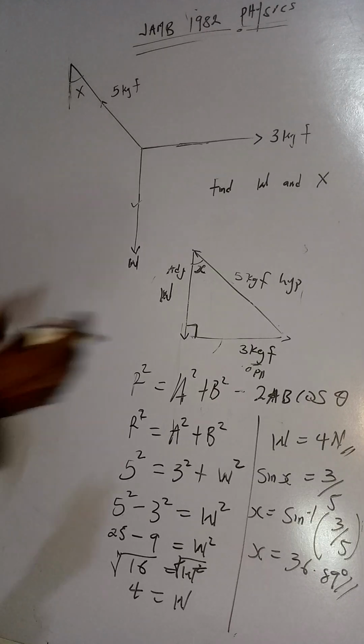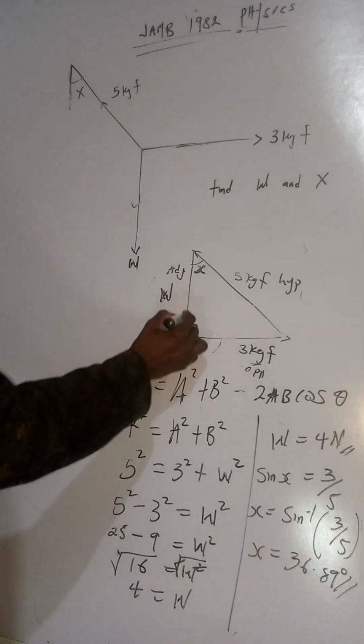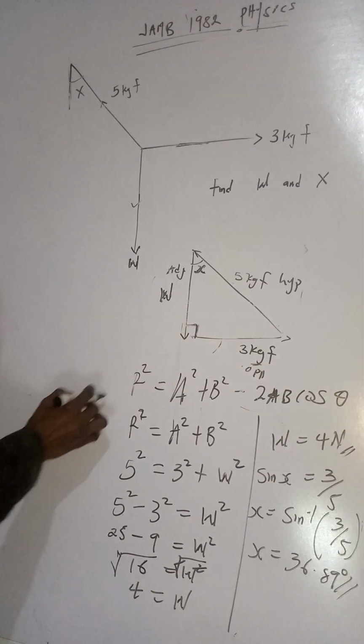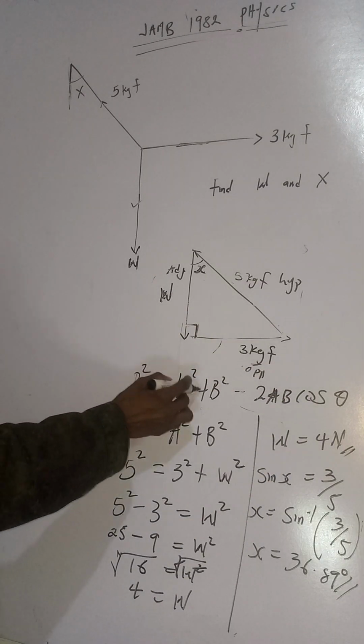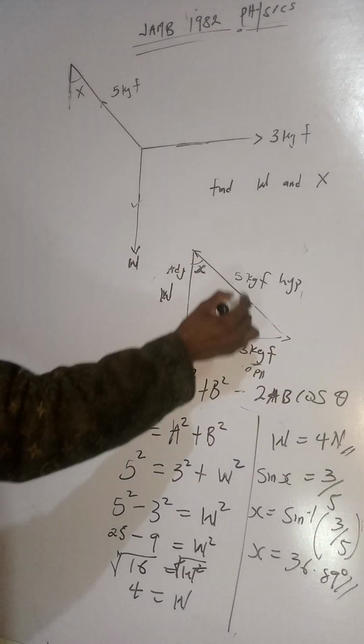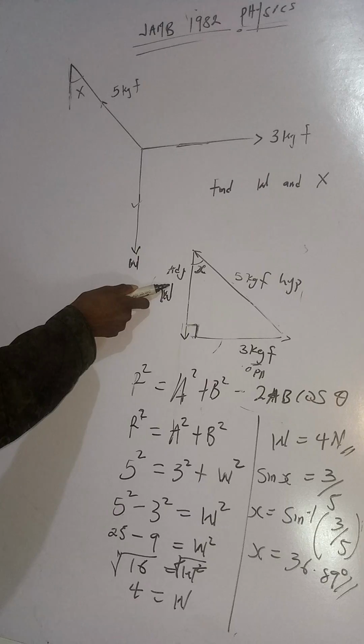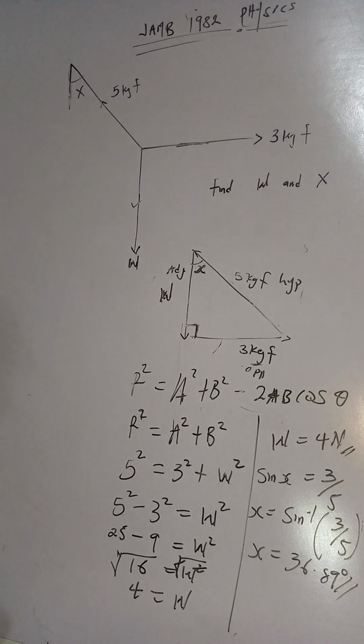So that's how we solve a simple question like this. Once you form your triangle and see that it's a right angle triangle, there's no need of writing the cosine rule again. Just use r squared equals a squared plus b squared, where the longest side is r. So that's how you solve questions. We will look at Lami's theorem later on, in the next video.